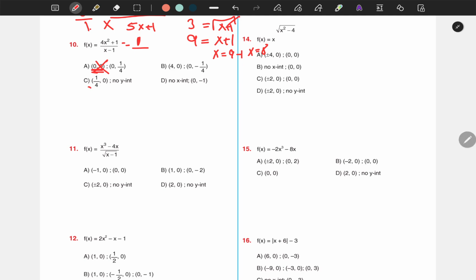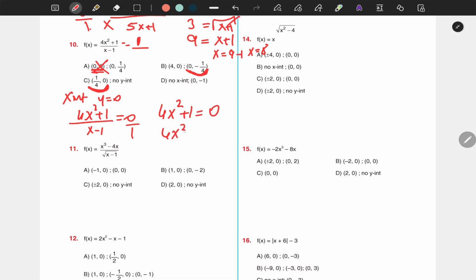So look at here. This is x-intercept. This is y-intercept, isn't it? By option, for x-intercept, y is equal to 0. Let me replace 4x squared plus 1 x minus 1 equal to 0. Again, cross product, 4x squared plus 1 equal to 0. 4x squared, if I move other side, negative 1. Is it possible the second power become negative 1? No. It means there is no x-intercept. Which one there is no x-intercept? D.